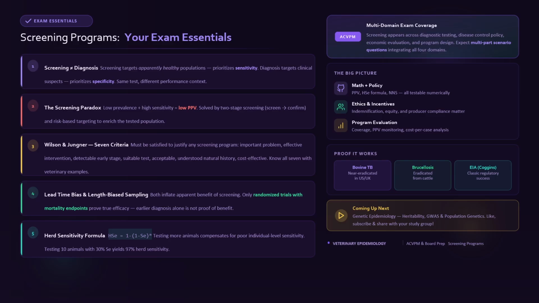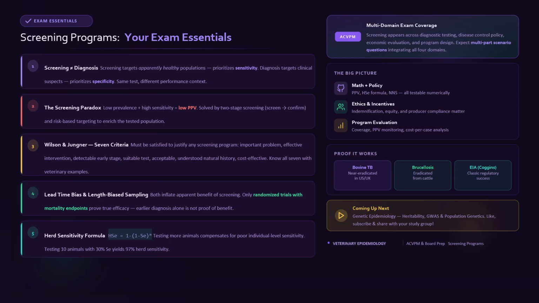The screening paradox. Low prevalence plus high sensitivity still gives you low PPV. Always set up a 2x2 table on 10,000 animals to confirm your math. You beat the paradox two ways. Two-stage screening: screen, then confirm. And risk-based targeting that enriches the population you test.